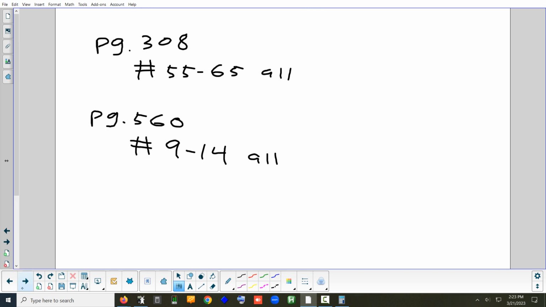Alright, so as I said before, the homework is on 2 pages. It might be 1 PDF with 2 pages in it, or it might be 2 PDFs, but it's all in the same folder. Page 308, 55 to 65, that's on converting rectangular to polar. And page 560, 9 to 14, that's on adding and subtracting complex numbers. Okay, so we'll finish section A4 tomorrow.